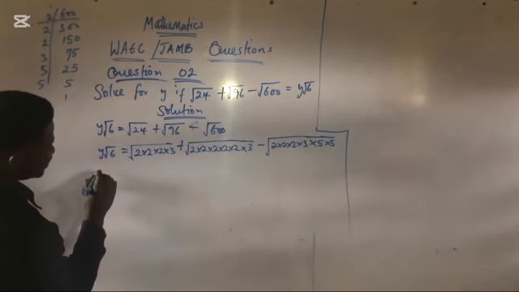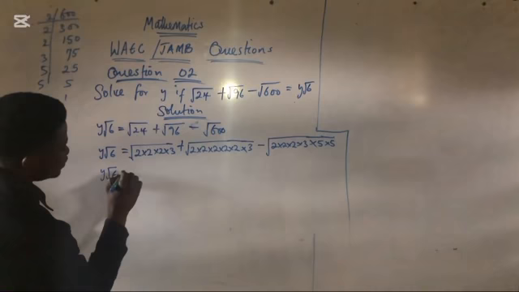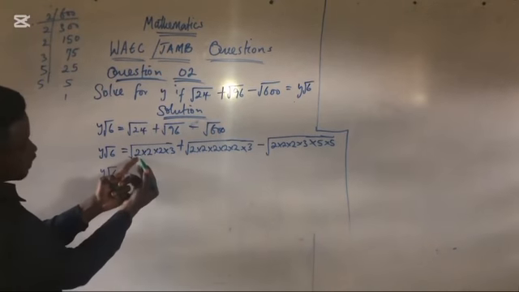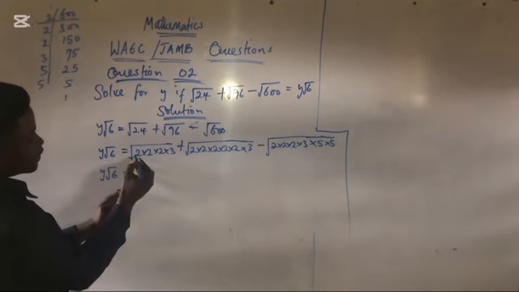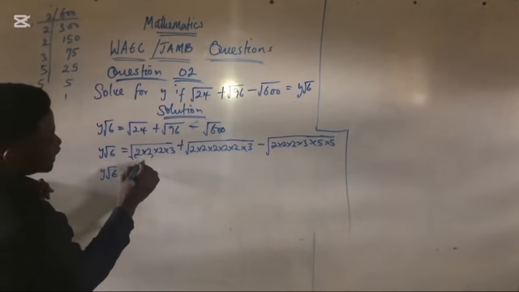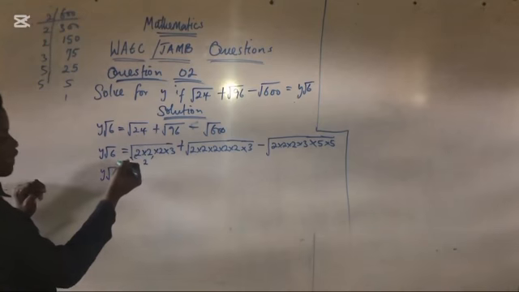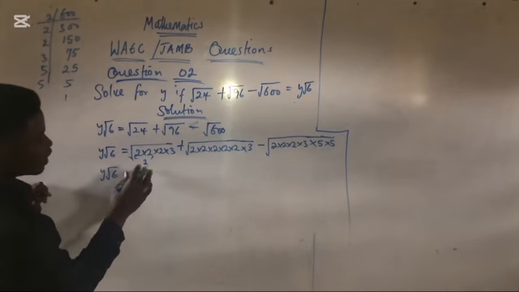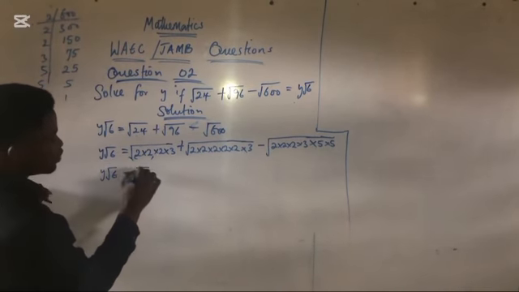So what do you have here now? Y root 6 is equal to, if you look very well, 2 times 2. Since 2 appears two times, I'm going to call it one 2 and bring it outside. Okay, so let me have 2 times 2, which is what? Root 4 now.